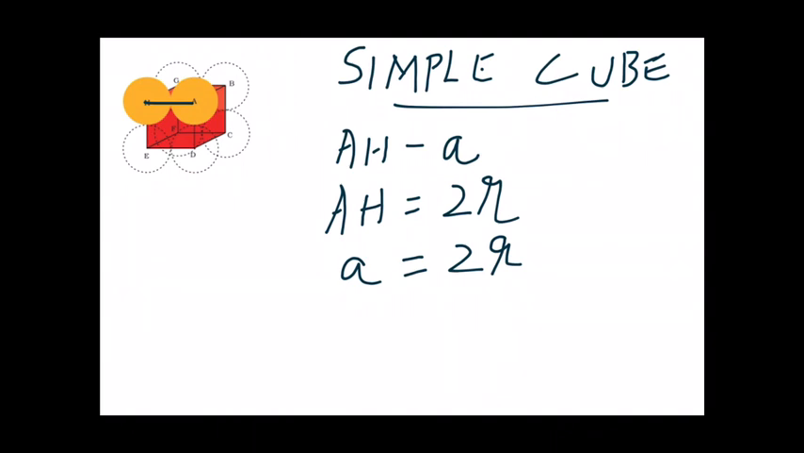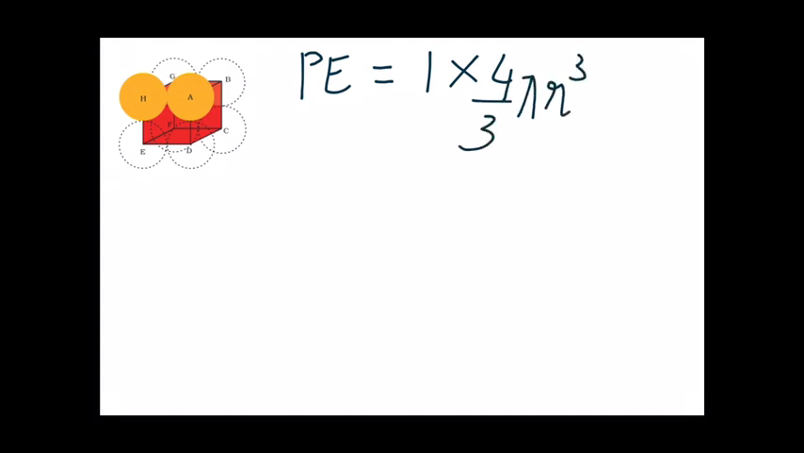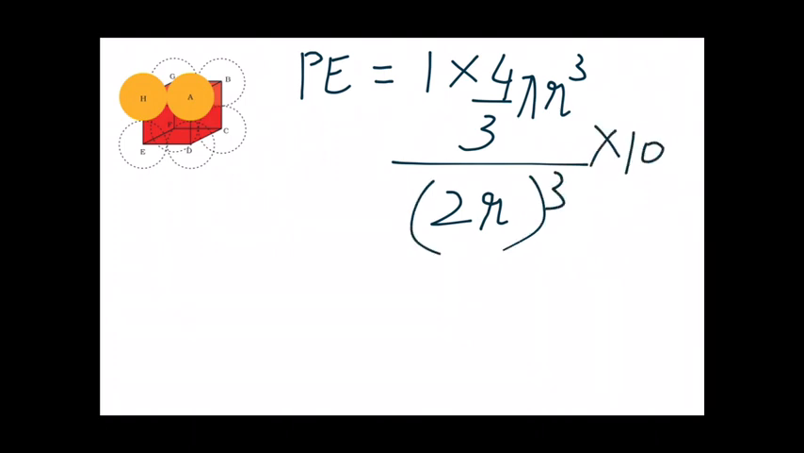Now we can substitute this relation A equal to 2r in the packing efficiency equation. Packing efficiency PE is equal to number of particles in the simple cubic unit cell, which is only 1. So 1 into 4 by 3 pi r cube divided by A cube, A equal to 2r, so 2r the whole cube, into 100. So it comes to about 52.36%.